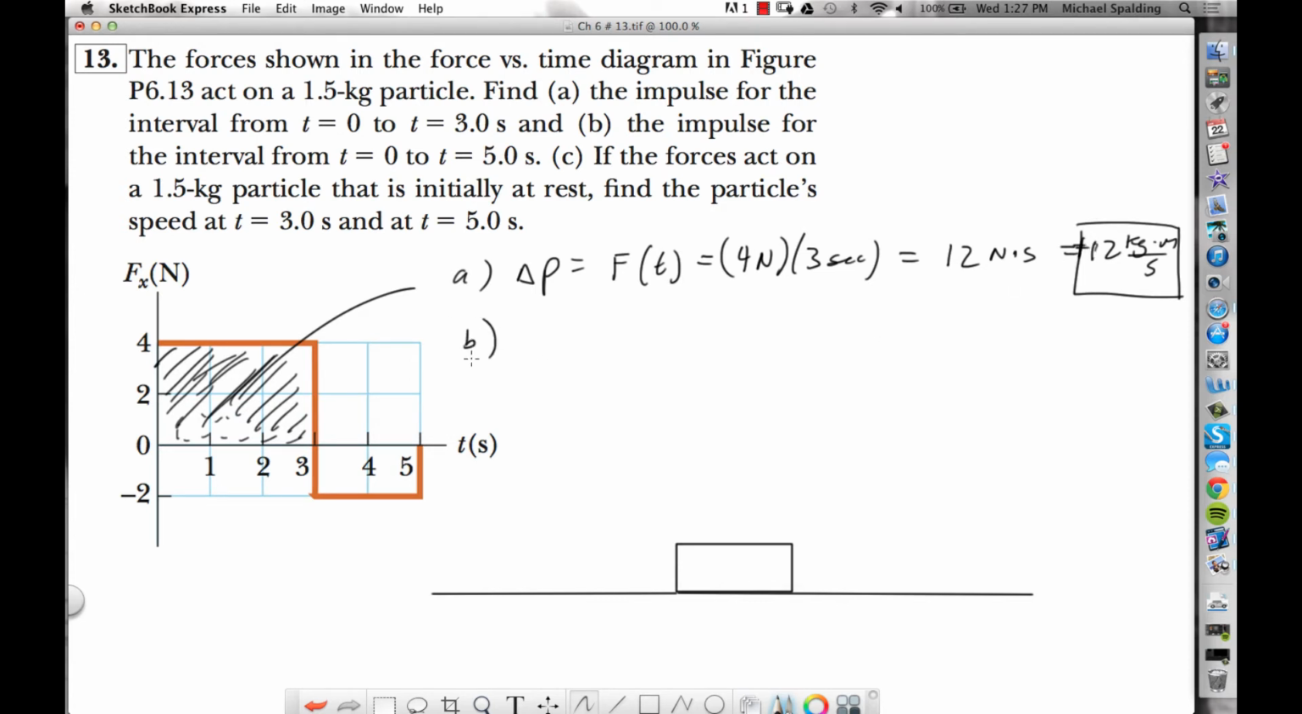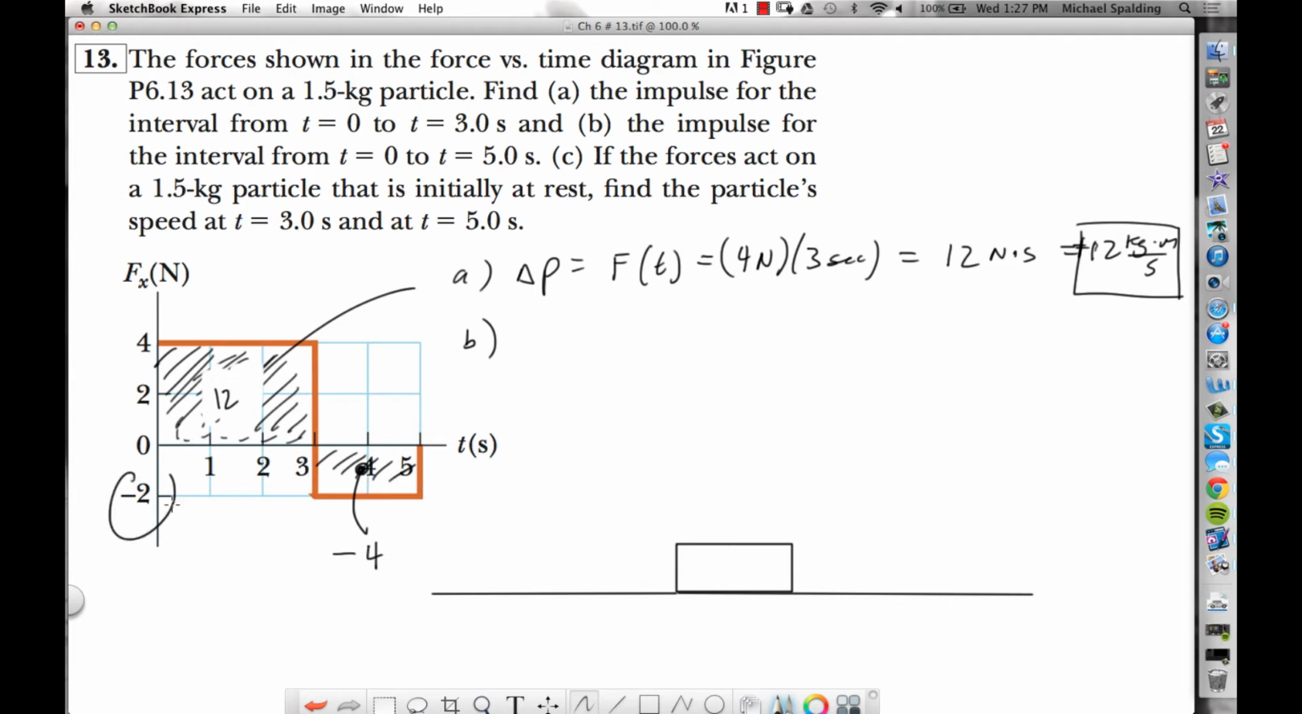Okay, B. What's the impulse from 0 to 5 seconds? Now here's the thing. The impulse for this first part right here was 12. Now, what's the impulse in here? Well, you have to calculate the area of that little rectangle. So what's the area of that going to be? It's going to be 2 times 2, which is 4, but it's negative.